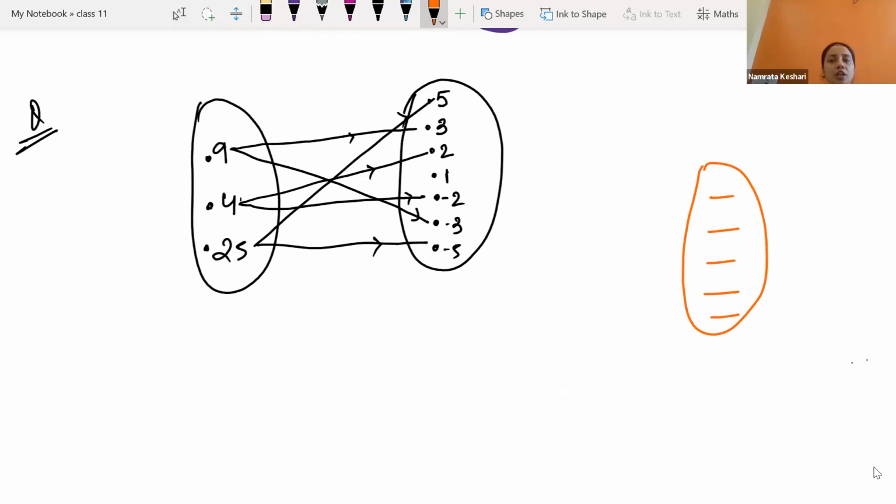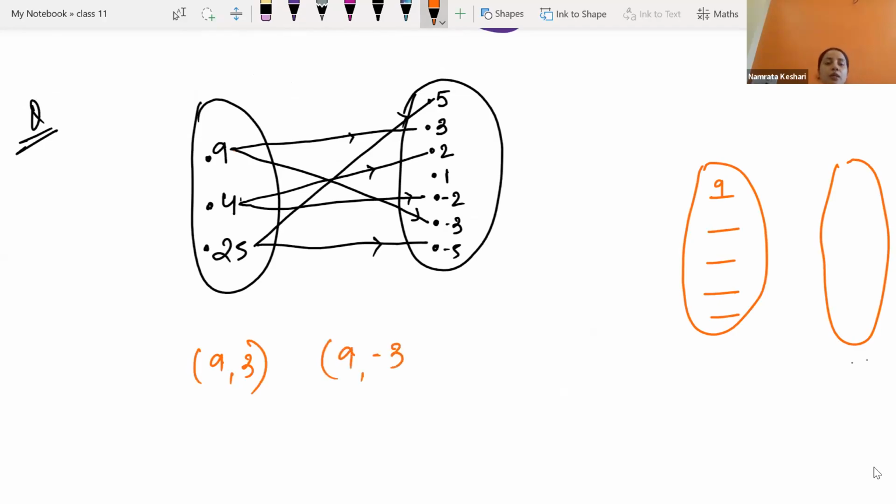Okay, the second rule says that from the first set, each and every element must have its unique image. Here we have 9 as input. We can say the first element is 9 and the next element is 3. We can also see the first element is 9 and the next element is -3. So one element cannot generate two outputs. If that is the case, then it is not a function. Each and every element must have its unique image.